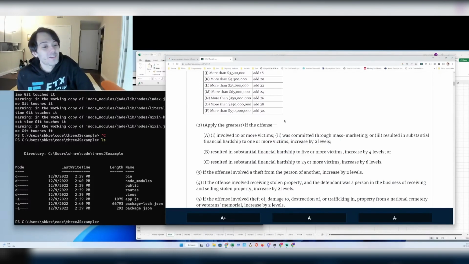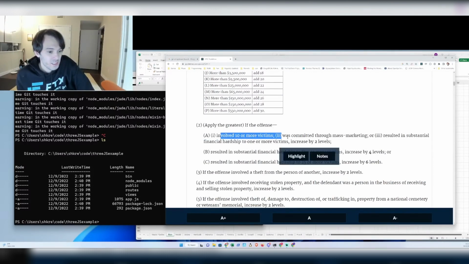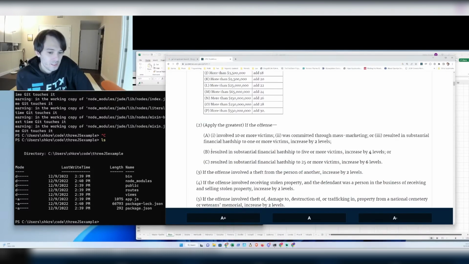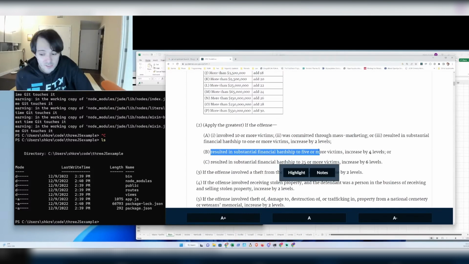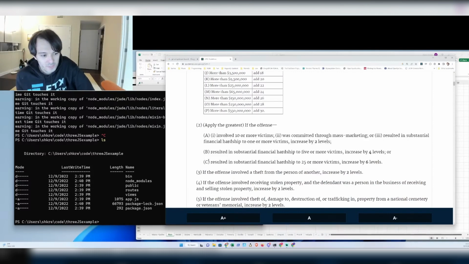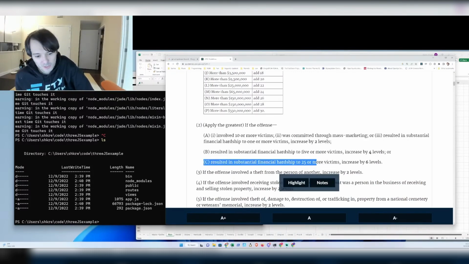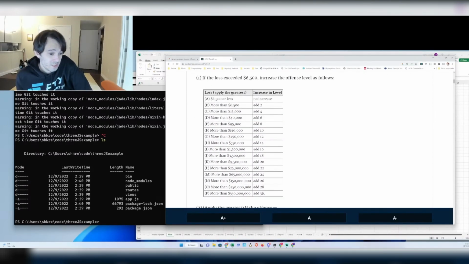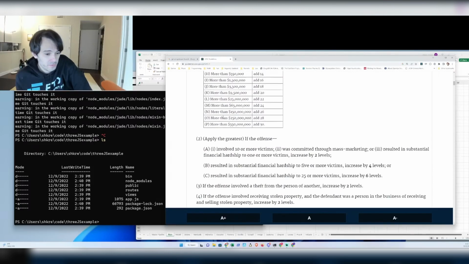Step 2: apply the greatest of the 3. Did it involve 10 or more victims? If so, increase by 2 levels. So in his case, it's yes, right? Did it involve substantial financial hardship to 5 or more victims? Yes. So we're up to 4 now. And C, did it result in financial hardship to 25 or more victims? So yeah, that's 6 extra points. So now we're up to 7 and 30 is 37 and 6 is 43.